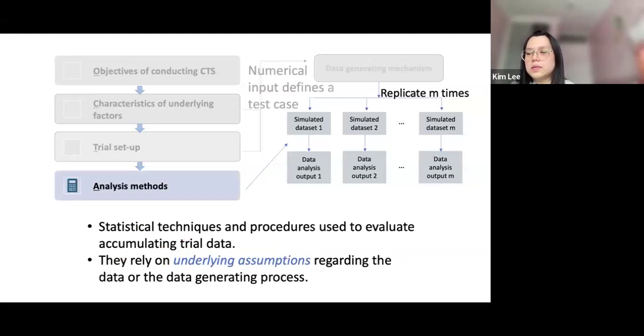The chosen analysis methods in the simulation study should be the one that would be used in the real trial. We define analysis methods as statistical techniques and procedures used to evaluate accumulating trial data. We know that all analysis methods rely on some underlying assumptions regarding the data or the data generating process. One may conduct simulation study to assess the sensitivity to the underlying assumption of the analysis methods.